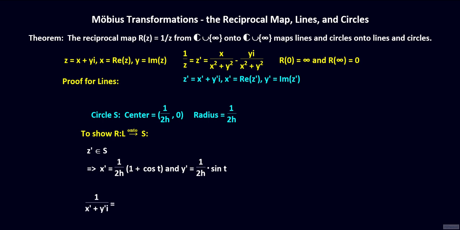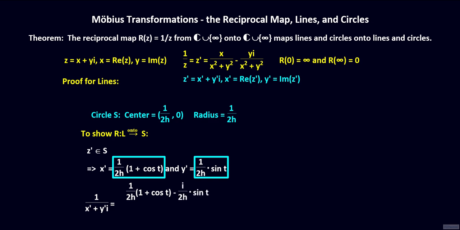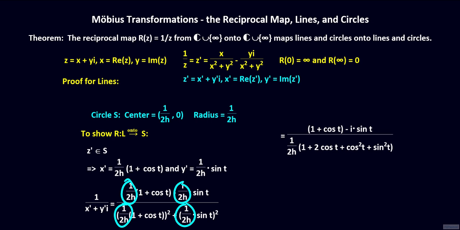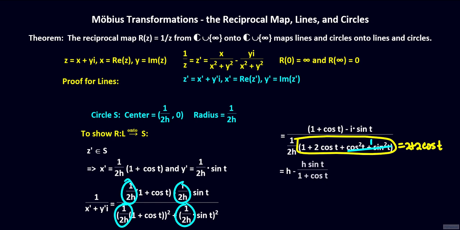1 over x prime plus y prime times I is equal to x prime minus y prime times I divided by x prime squared plus y prime squared. We cancel out one factor of 1 over 2h from the numerator and the denominator, and multiply out the rest of the denominator. Cosine squared plus sine squared is 1, so that this part is 2 plus 2 cosine t. This fraction simplifies to h, minus h times sine t divided by 1 plus cosine t times I, if cosine t is not equal to minus 1.